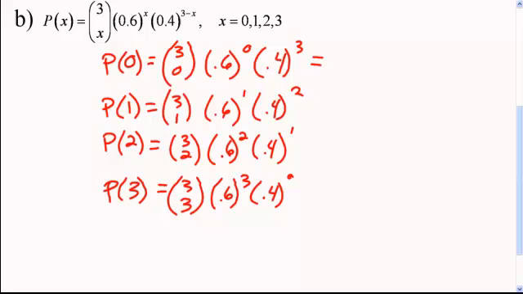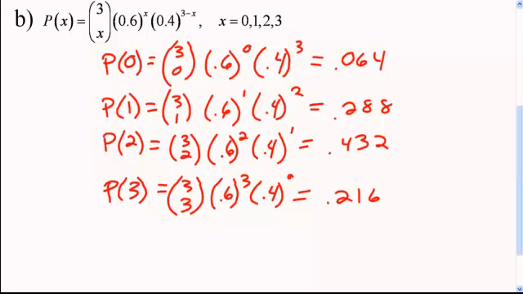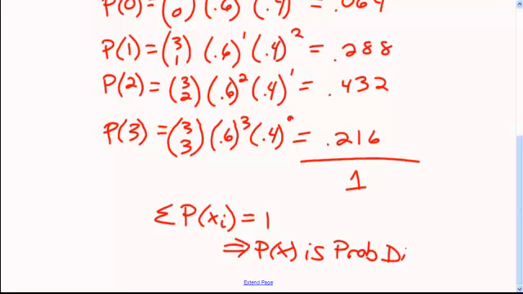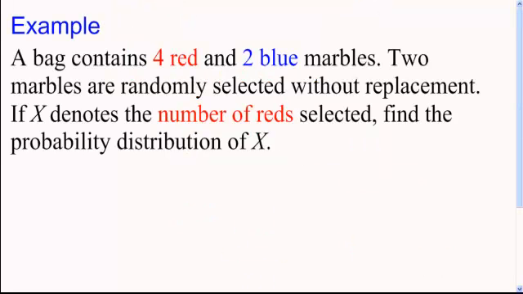Multiplying each of those pieces together, I get 0.064. P of 1 is 0.288. P of 2 is 0.432, and P of 3 is 0.216. Add all those up, and I get certainty. So the sum of the probabilities of x sub i occurring equals 1. Therefore, P of x is a probability distribution function.